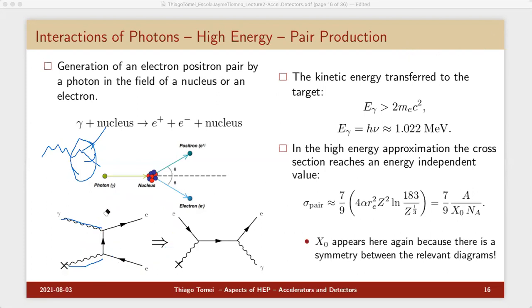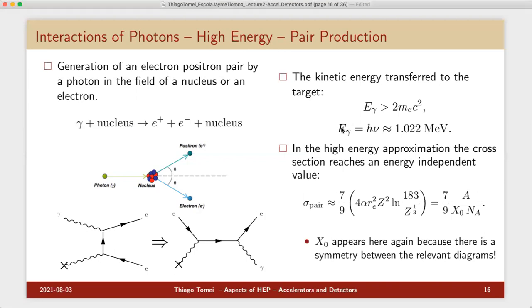And notice that the calculation, I'm showing it here with the Feynman diagram, is very close. It has a symmetry with the interaction of the electron with an external field. So we know how to do this calculation. And it turns out that this is the dominant way that photons interact for photons with more or less above 1 megaelectron volt.